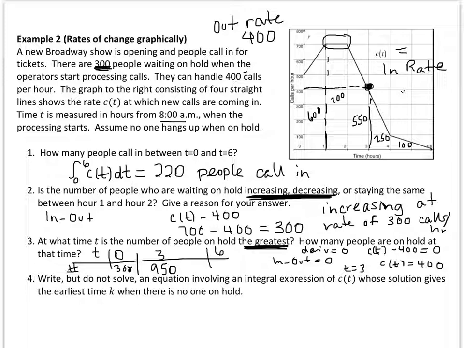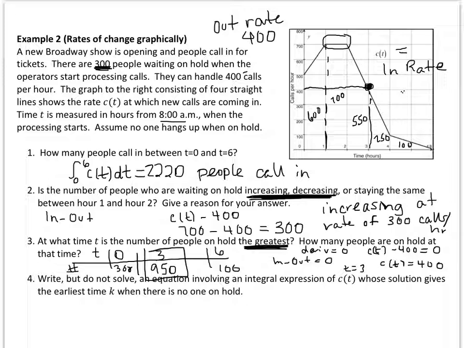I'm going to do the same thing at 6, so my initial value plus the integral of C of t from 0 to 6, which I found in number 1, that's 2200, plus 2200 minus 400 for 6 hours, so 2400, and I end up with 100 people on hold at time 6. So they're about to get through the queue by time 6, but I can see my maximum is here. If I had space to write it, I would say a max of 950 people at t is 3.